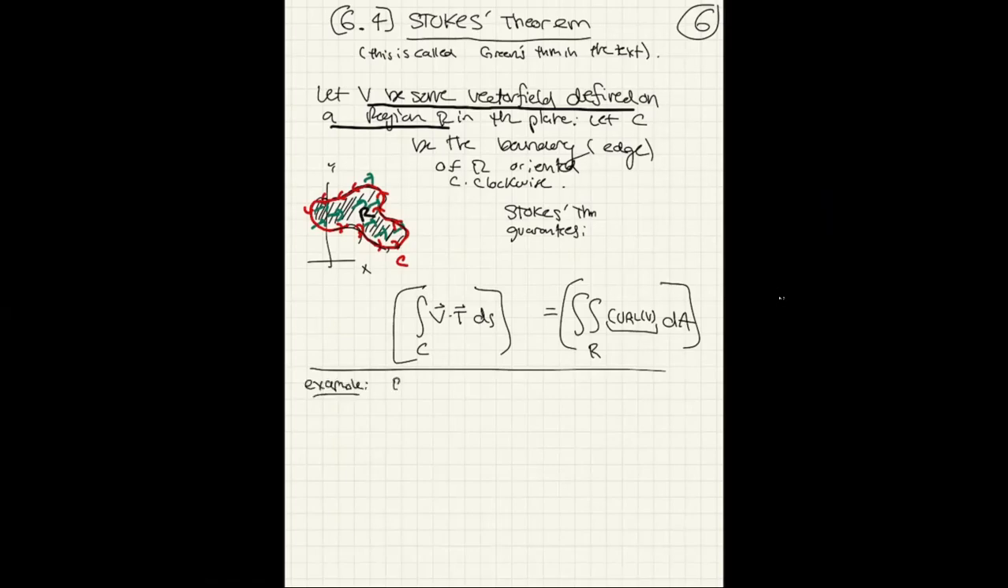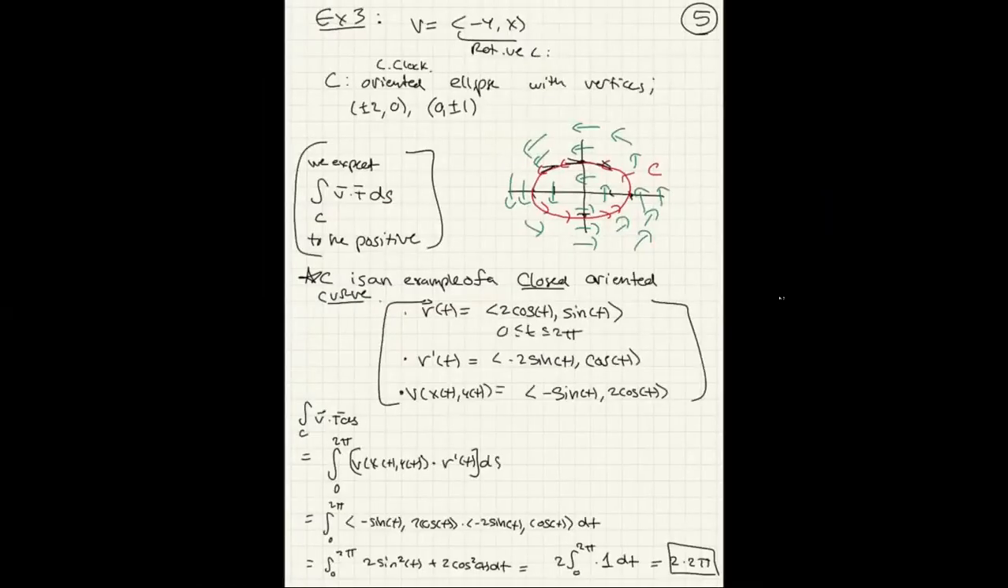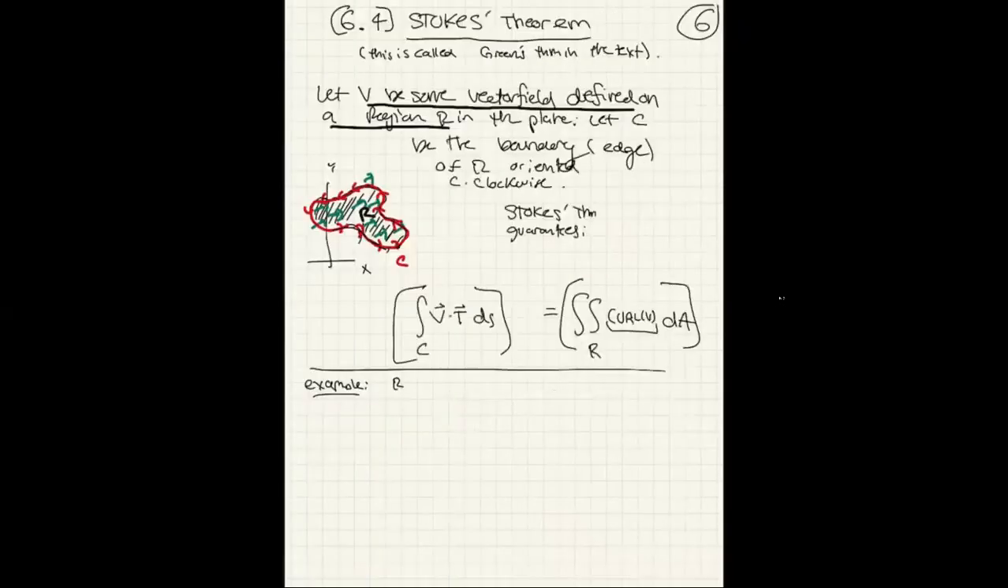Let's bounce off that previous example right here. So we're going to use everything we did in the previous problem. So I'm going to let R be the inside of the ellipse from before. Okay, so I'm going to draw it small. So this is R right here. It's wider than it is tall. That's my R.